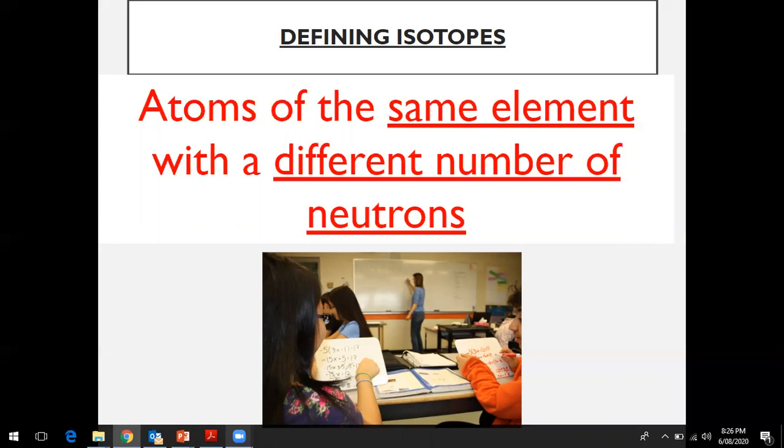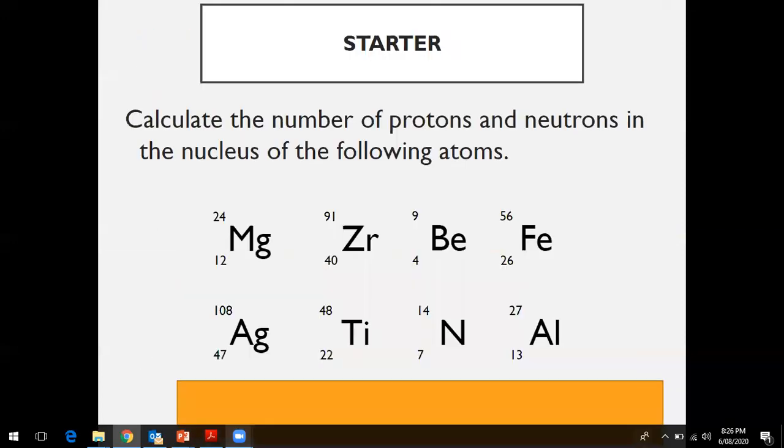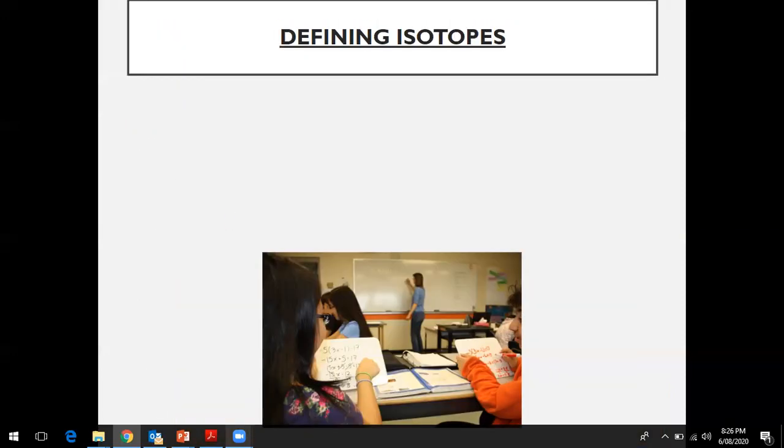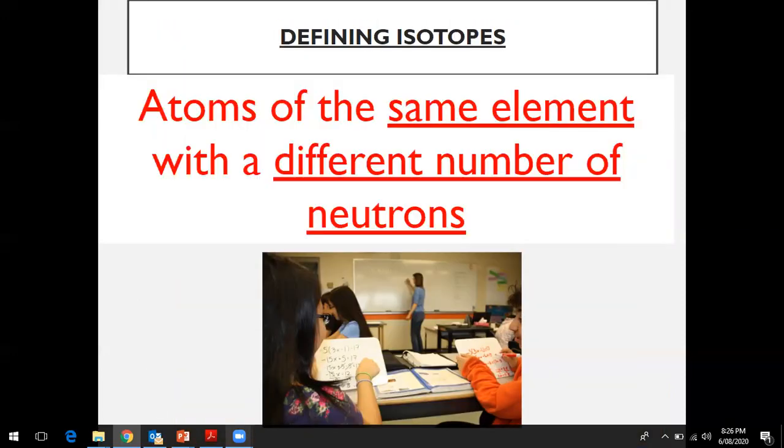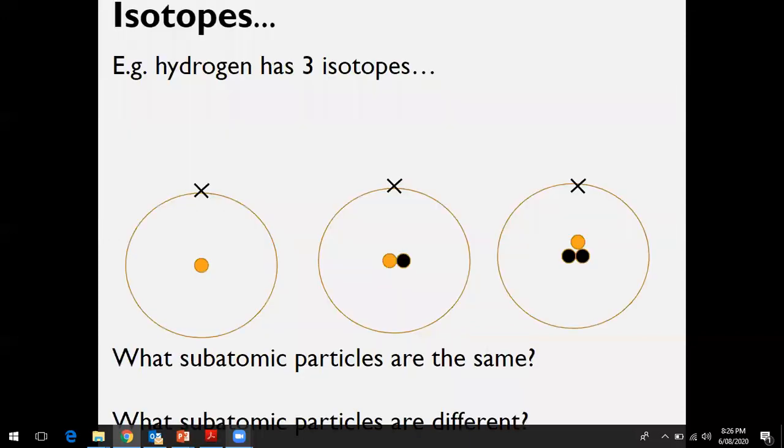So we have done in the previous slide that, okay, so there are specific number of protons and neutrons in an element, okay? But the isotopes will have the atoms of the same element with a different number of neutrons. So they will have different neutrons. The protons and electrons are the same, but only the neutrons are different. So for example, hydrogen. Hydrogen has 3 isotopes.